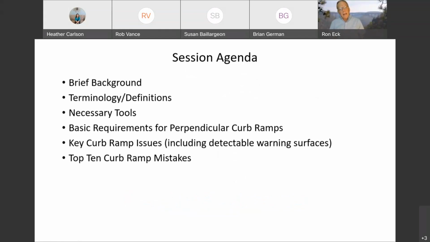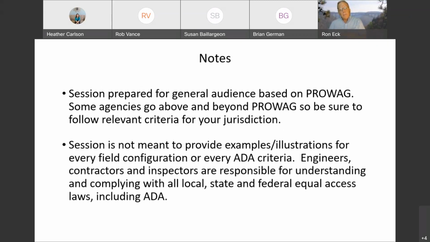Here's our agenda today. Normally I do a 90-minute session on inspecting curb ramps. For the format here for the Wednesday sessions, I've abbreviated a bit. So we're just going to look at perpendicular curb ramps, which is probably the most common type of curb ramp. But we're going to do a brief background, look briefly at terminology and definitions, some of the tools that you need. Then we'll look at the requirements for perpendicular ramps, and we'll then look at some key curb ramp issues. And we'll wrap up by looking at top 10 curb ramp mistakes.